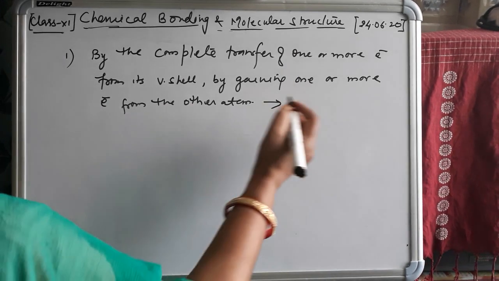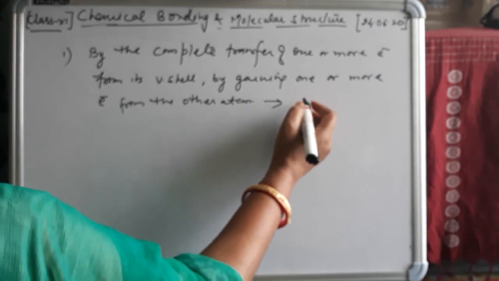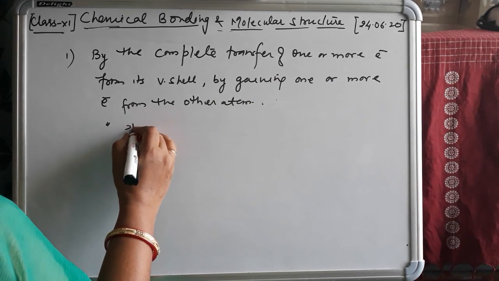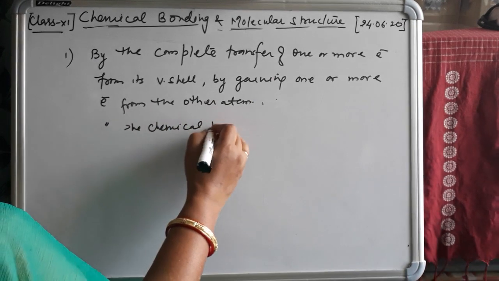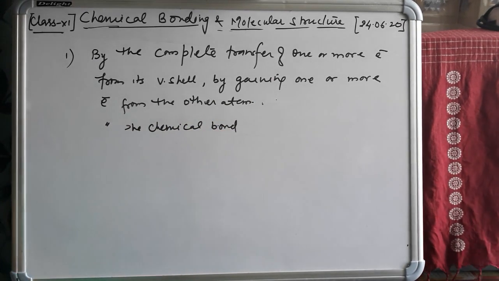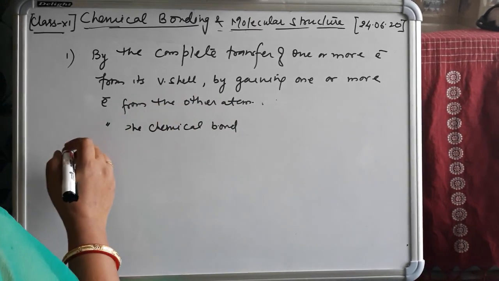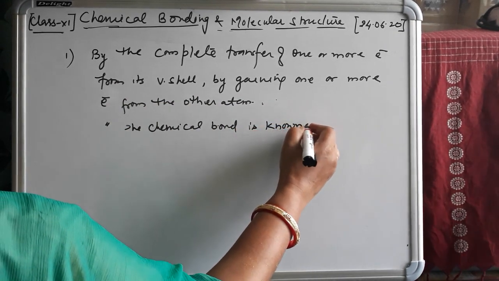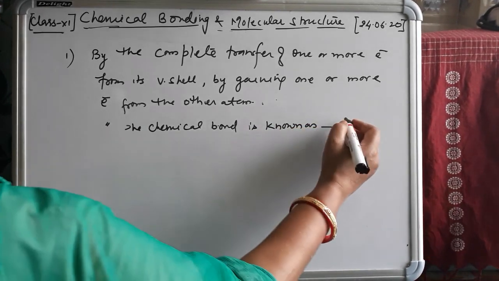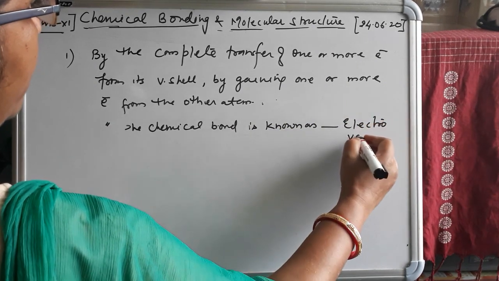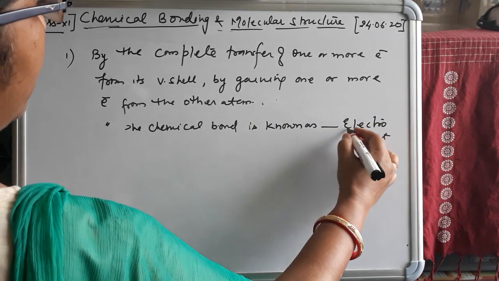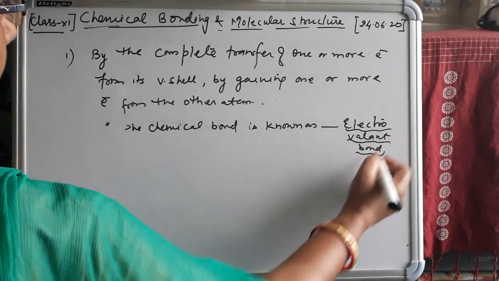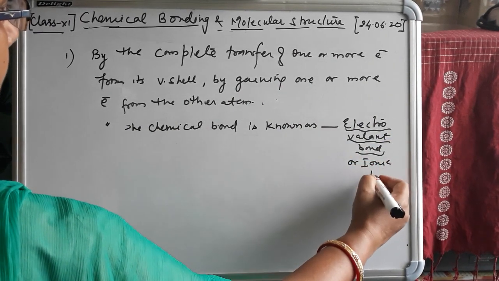and it is called the electrovalence or electrovalent bond. The chemical bond formed by losing or gaining electrons, we can say the attractive force that exists between cation and anion, is known as the electrovalent bond, and another name for this is the ionic bond.